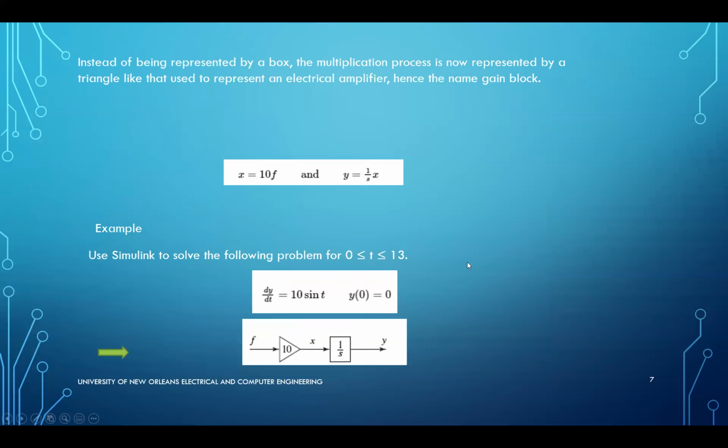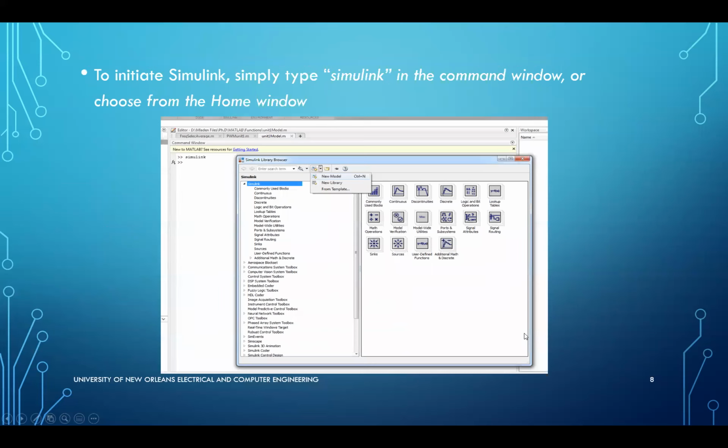So for instance, in the previous example, for us to solve this problem, I'm going to need two blocks. I'm going to need a gain block and an integrator block. I'm going to choose those blocks from the library and put them in a workspace. I'm going to join them together, and then see what the solution looks like. So that's the process. So let's see now.